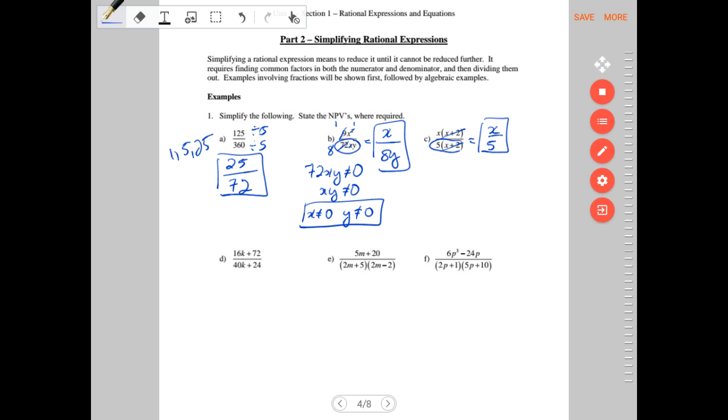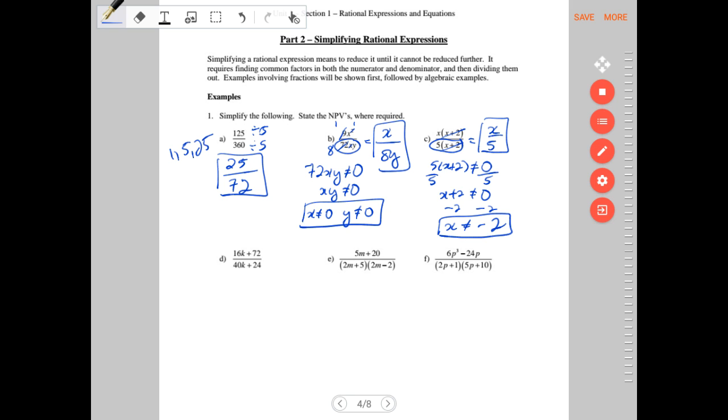Remember, for the NPV, we only look at the denominator. So we have 5 times x plus 2 cannot be 0. I divide both sides by 5. And I get x plus 2 cannot be 0, because 0 divided by 5 is 0. And then I'm going to subtract 2 from both sides, so x cannot equal negative 2. And that is the NPV for this question.